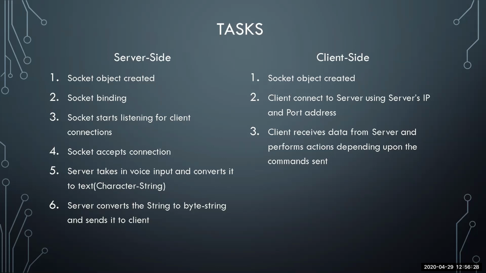Once a client sends a connection request to the server, the socket accepts the connection. It is after step 4 that a wireless connection would have been established between the server side and the client side. So now the server side takes voice commands, converts them to a character string, converts the character string to a stream of bytes, and sends it to the client. So these are the 6 steps which occur on the server side. Now moving on to the client side, firstly a socket object is formed. Once the socket object is formed, the client uses the server's IP address and the port address in order to connect to the server.